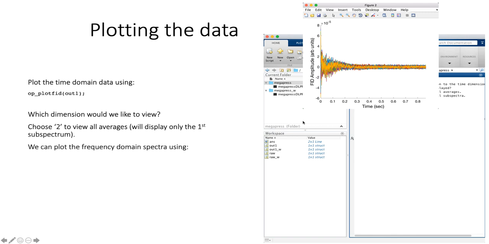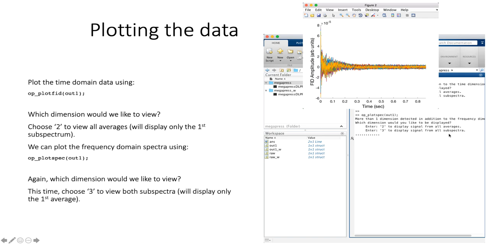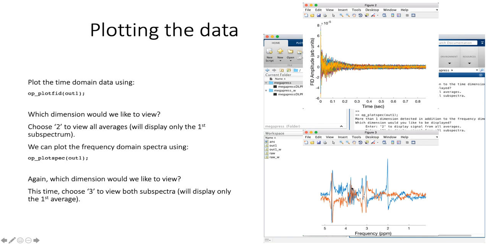We can also plot the data in the frequency domain, and to do this, we're going to use the function op_plot_spec. Again, I'm going to plot the same data set. This time, again, it asks, do you want to plot all of the averages or all of the subspectra? Let's see what it looks like when we ask to plot the subspectra. So that's number 3 in this case. And here it's showing the first average, but both subspectra, so the edit off scan and the edit on scan. So there's our plotting functions, op_plot_fid and op_plot_spec, for plotting the time domain and frequency domain data.